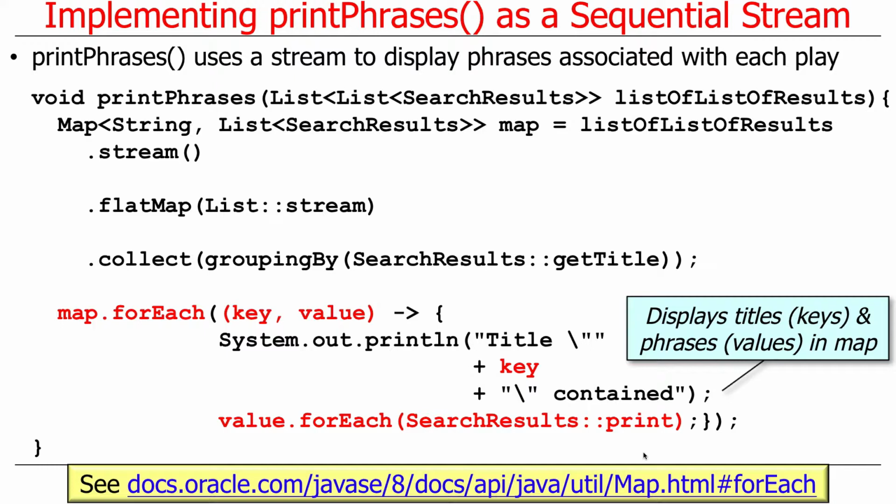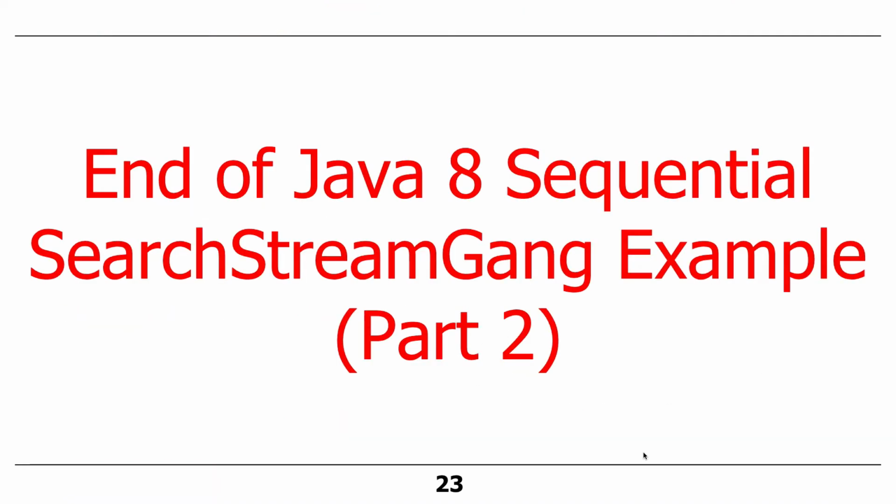The high-level view is: take the list of search results, turn them into one stream of search results, and then group them together by title and phrase that was found by title and print them. That's the high-level view, and the code is almost identical to what I just described. Okay, that is the end of part 2.